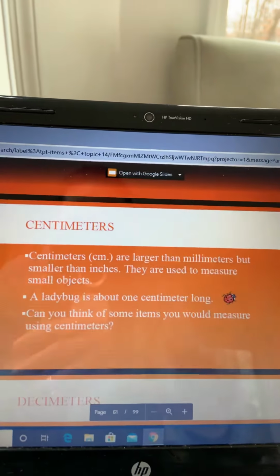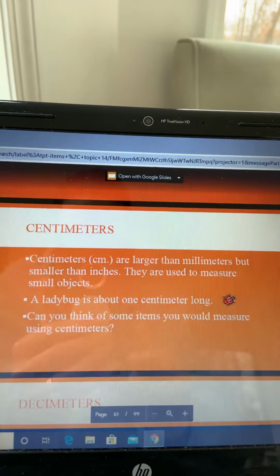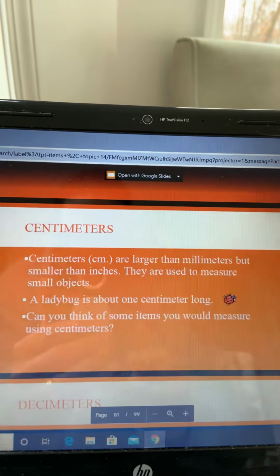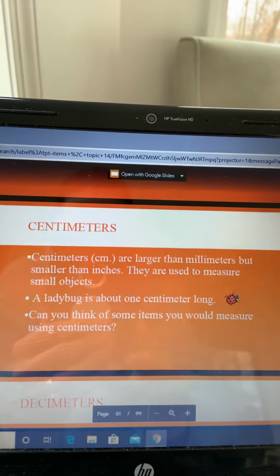Moving on to centimeters. Centimeters are a little larger than a millimeter, but still smaller than an inch. They are used to measure small objects. A ladybug is about 1 centimeter long.